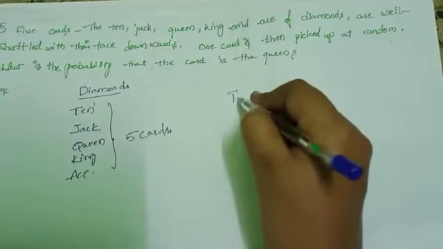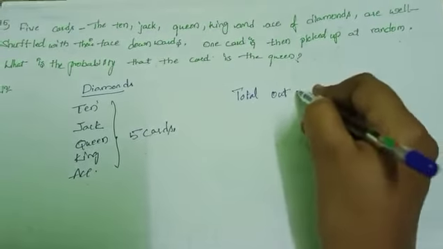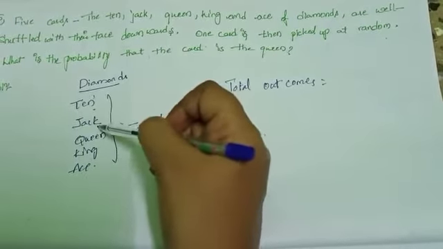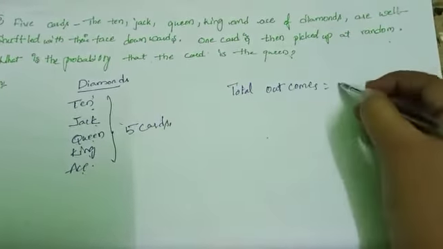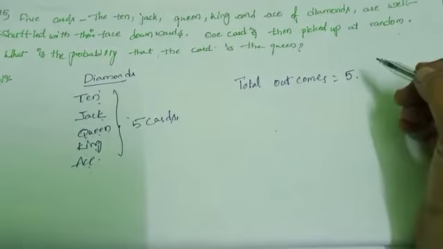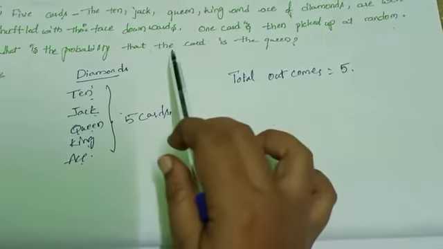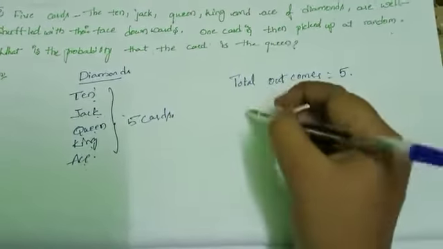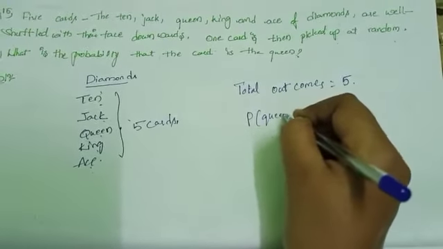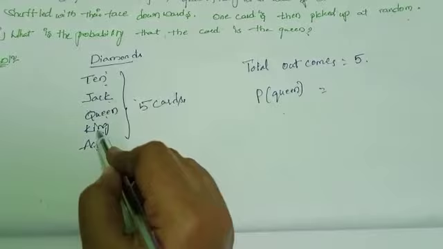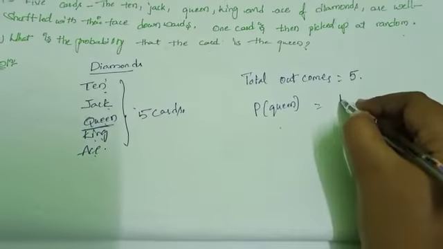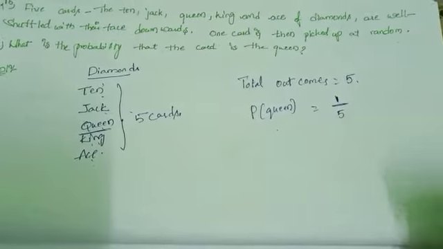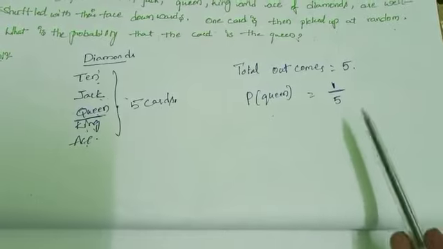Total outcomes equal to how many cards in total? We have 5 cards. They are 10, Jack, Queen, King, Ace. Total outcomes are 5. Here, the probability that the card is a Queen. Probability of Queen. How many queens? Only one queen. Favorable outcomes are 1. Total number of outcomes are 5. So, probability of getting a queen equals 1 by 5.